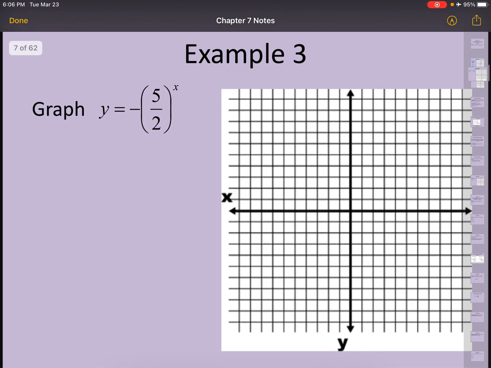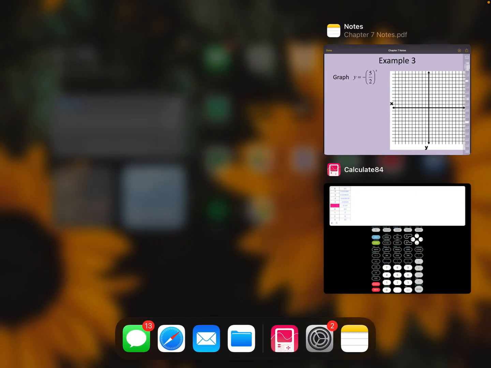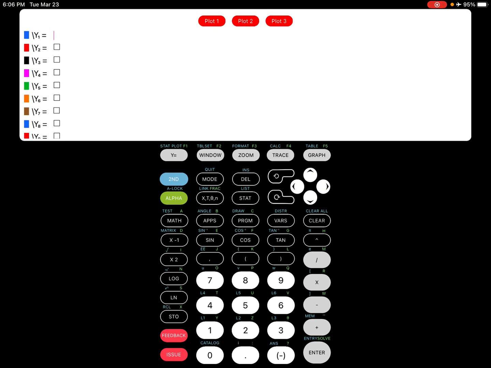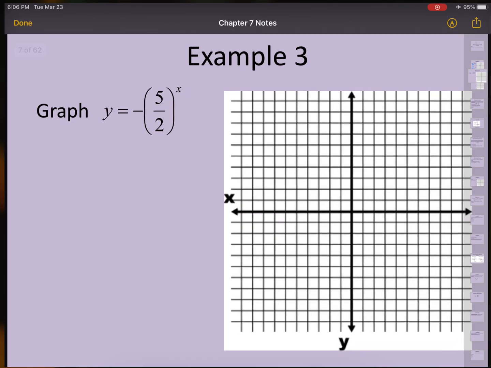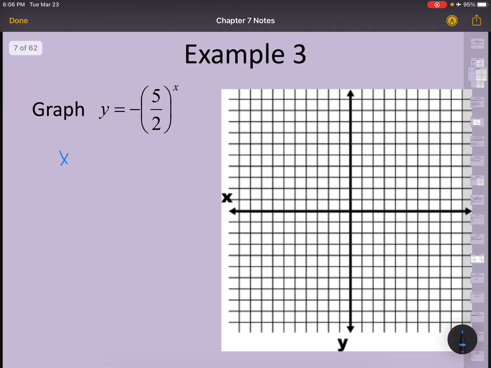And our next one here, -5/2 to the x power. Again, let's put that in the calculator. So clear that one out. Negative, parenthesis, alpha y equals it, 5/2, and raise it to the x power. And again, from -2 to 2 is fine. So let's see how this one turns out. So -2 all the way to 2.